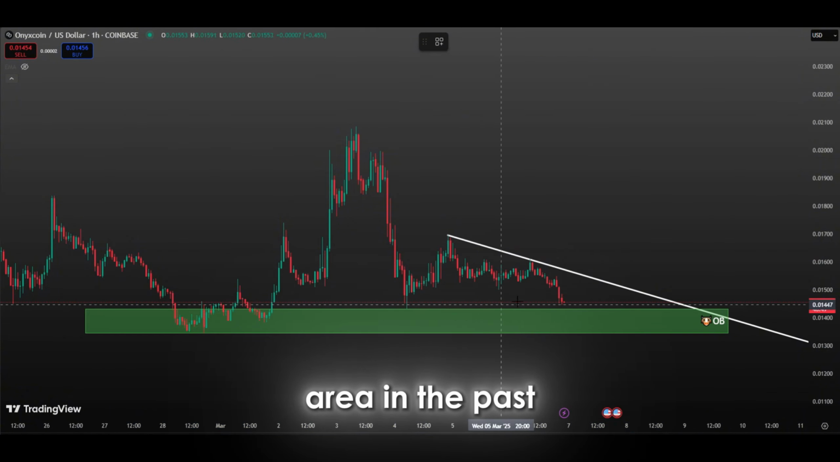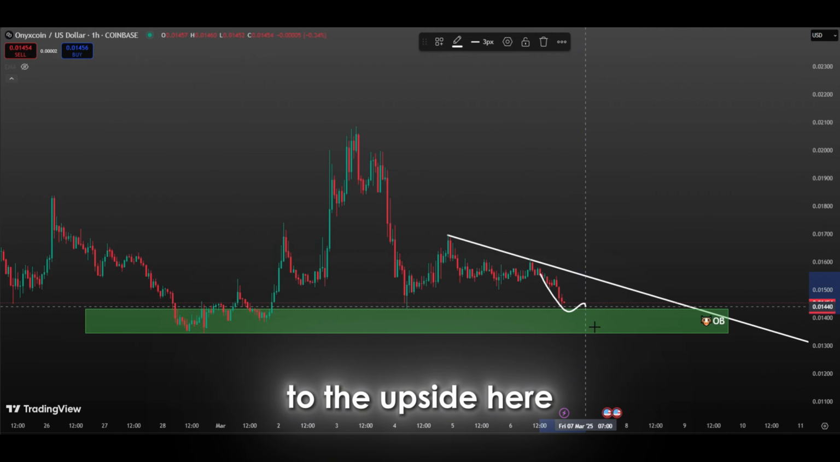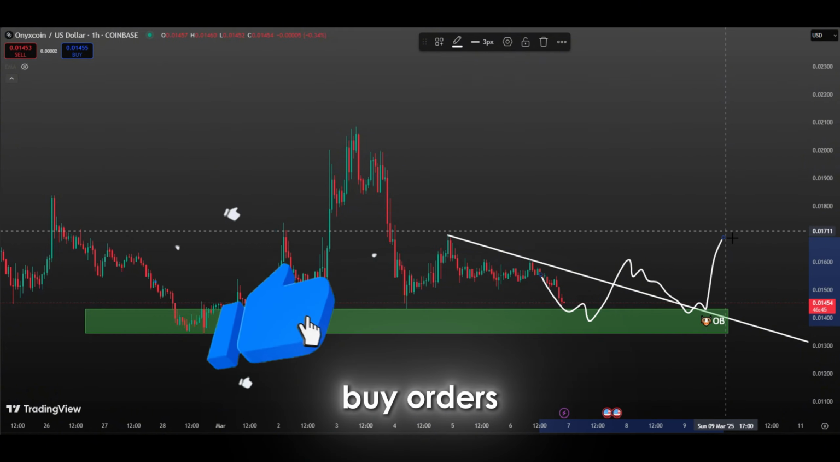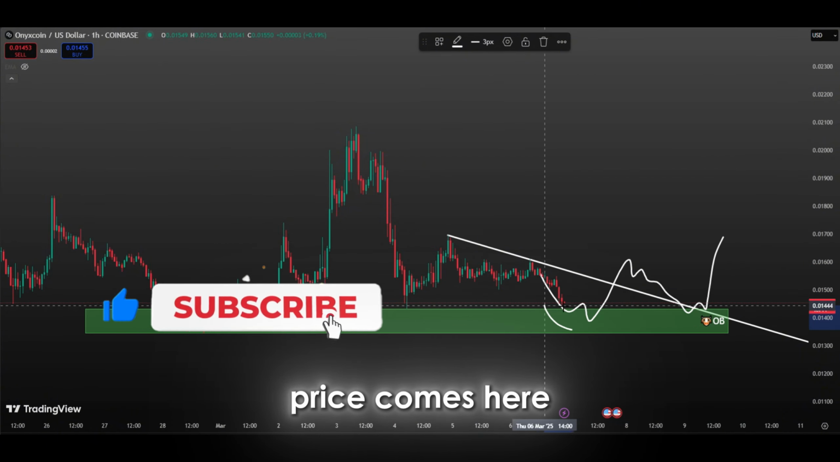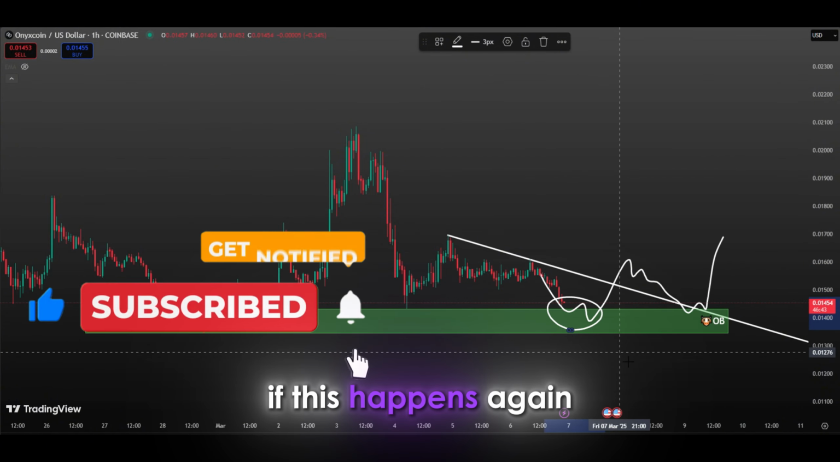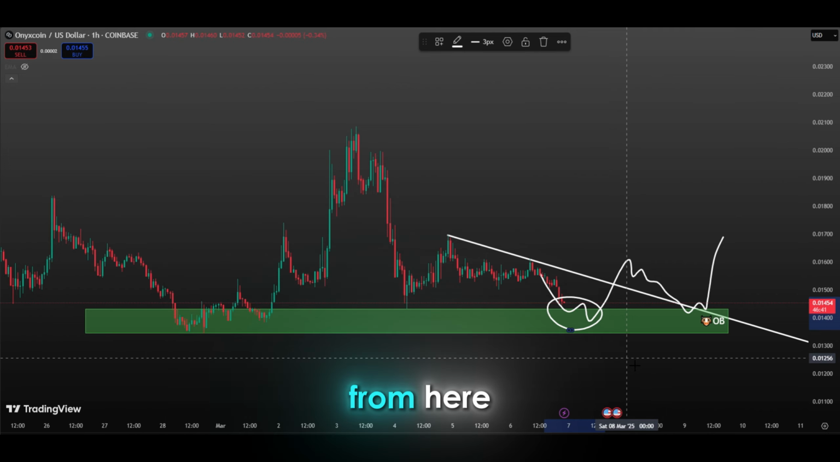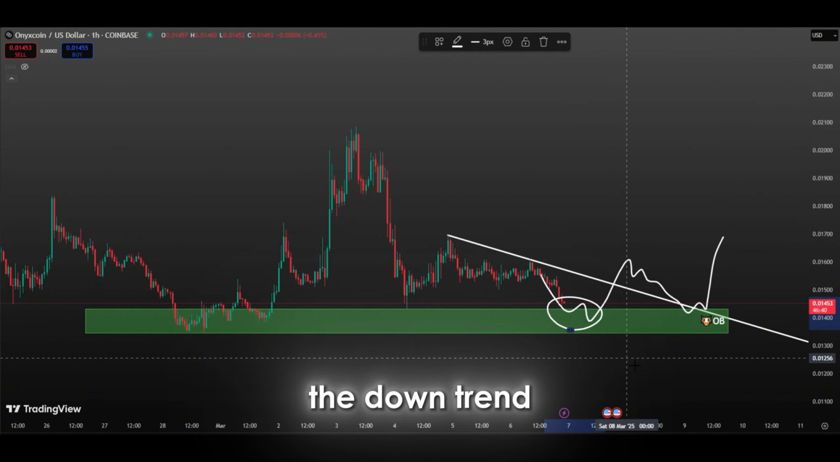Looking at this area in the past, price has reacted to the upside here on more than one occasion. This could indicate that buyers are strong here, and that new buy orders are being placed every time the price comes here. If this happens again, the price may react in a similar way and start an upward movement. From here, the price may move towards breaking the downtrend after breaking support.